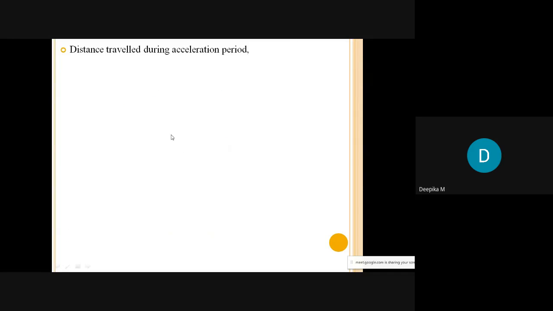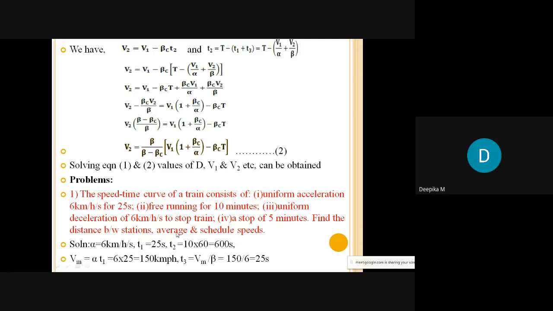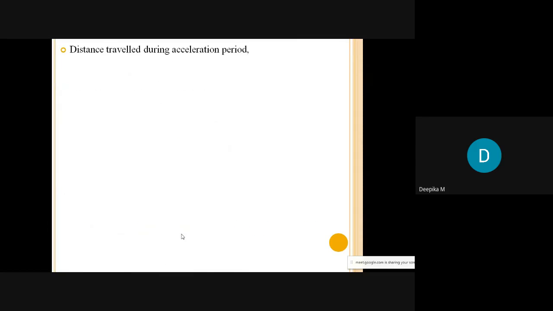Next, we have to calculate the distance traveled during the acceleration period, because in the problem they have asked us to calculate the distance between the stations, average speed and scheduled speed. The easy way to calculate the distance between the two stations, as we have seen in the derivation, is the sum of the distance traveled during acceleration, plus the distance traveled during free running, plus the distance traveled during deceleration. If I sum all these three terms, I'll get the distance between the two stations.